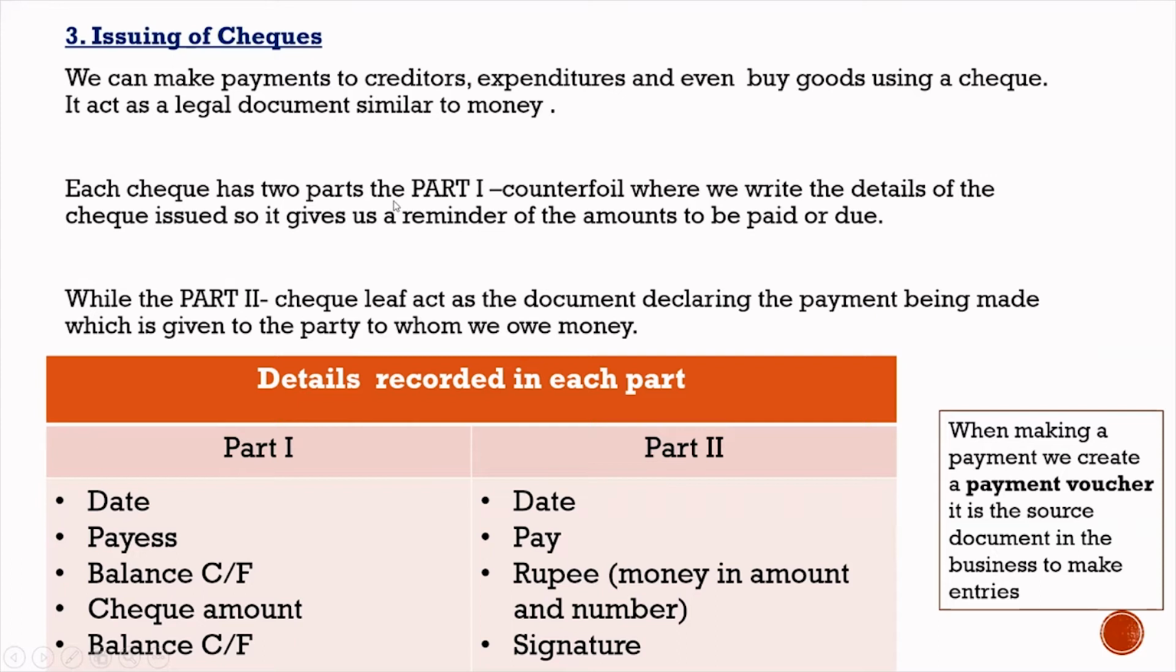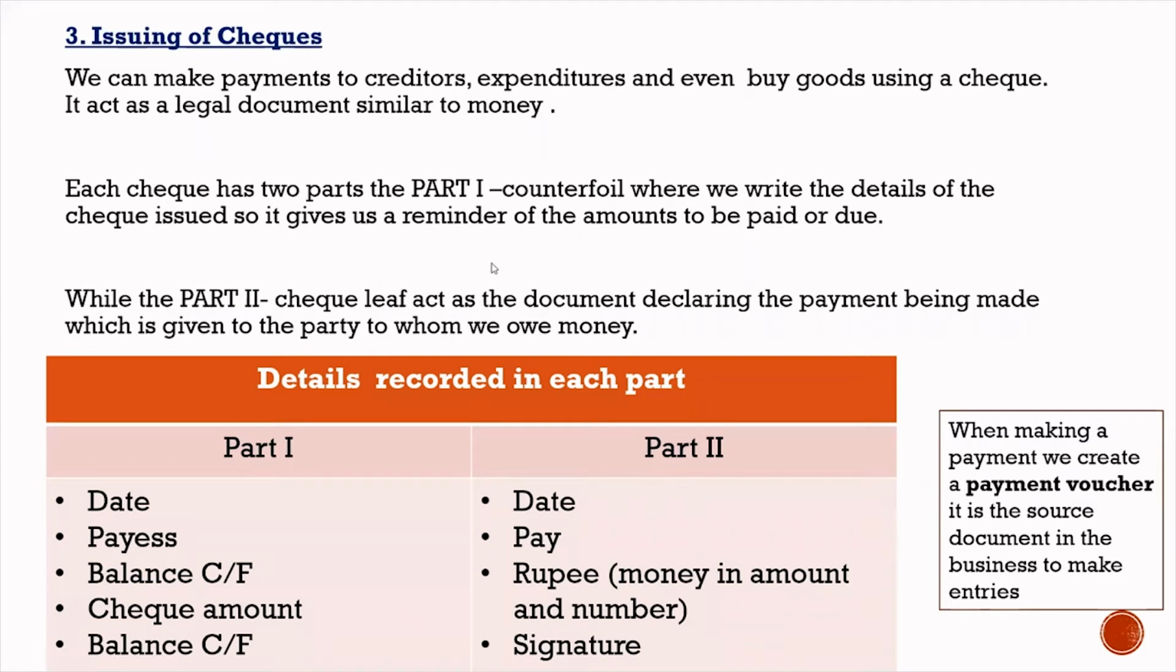Each check has two parts. Part 1 is the counterfoil, where we write the details of the check issued, so it gives us a reminder of the amounts to be paid or due. While part 2, the check leaf, acts as the document declaring the payment being made, which is given to the party to whom we owe money.